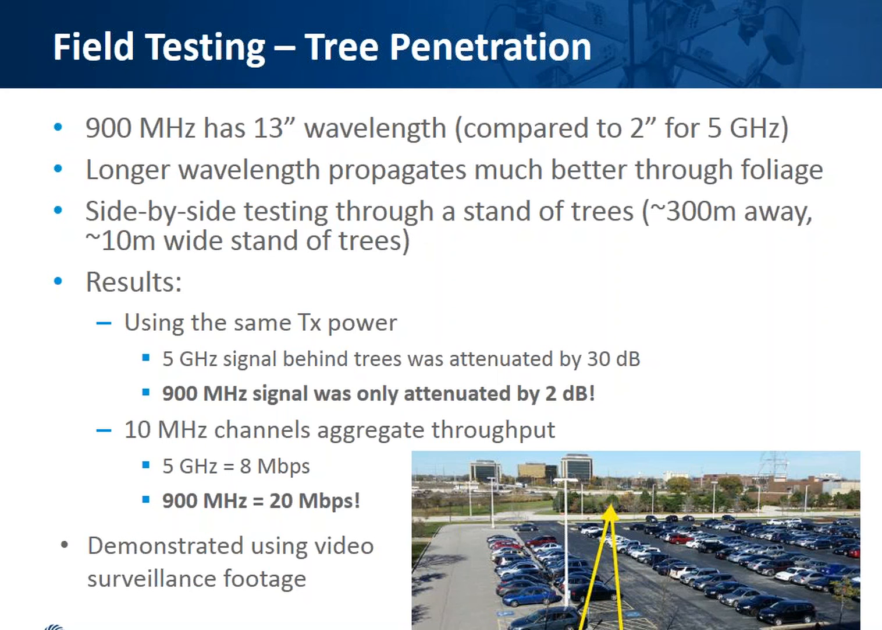So this is just simple physics, but it brings to bear a good point on the ability to have various tools in your toolbox to get the job done. If you need to go through trees and you cannot connect the customer with your standard types of unlicensed frequencies like 5 gig or 3 gig, 900 may work where others do not.